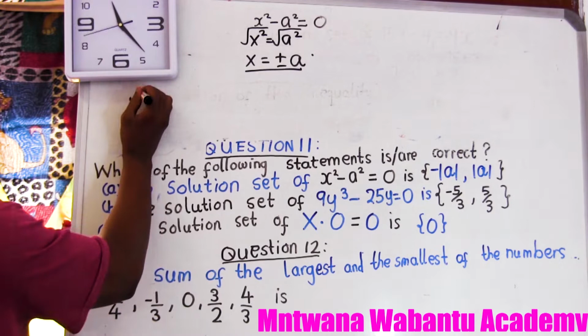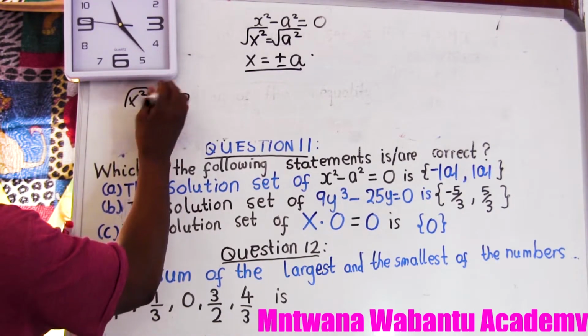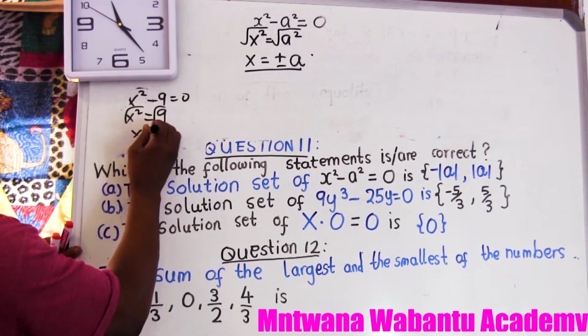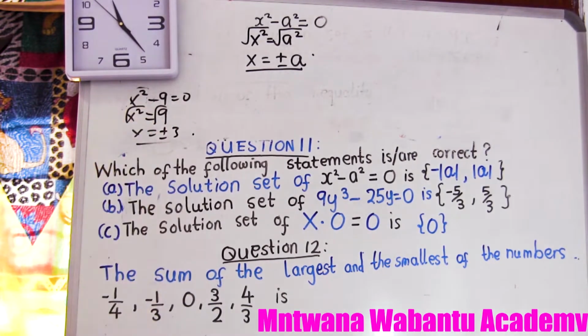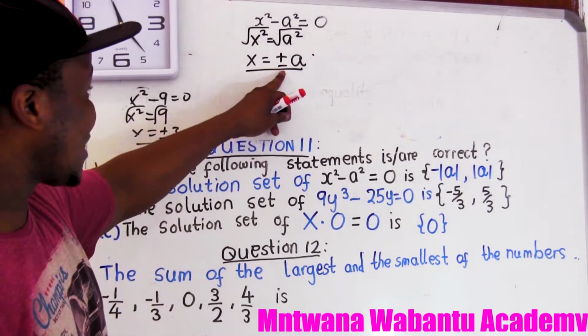It's like saying somebody gives you x squared equal to 9. So what are you going to do? x squared minus 9 equals 0. So I can just take it over: x squared equal to 9, and then square root both sides. So x equals plus or minus 3. So x equals plus or minus 3. But for now it's plus or minus a.